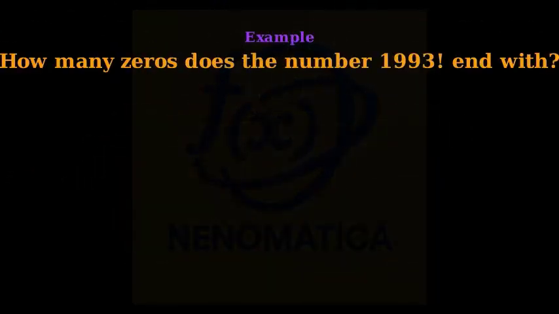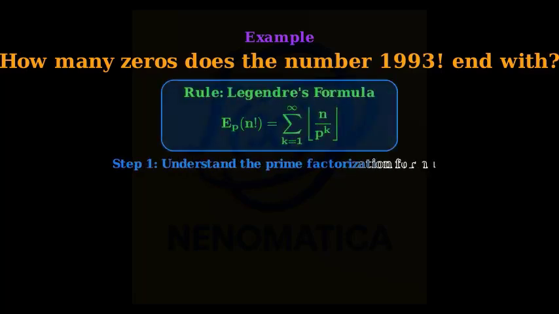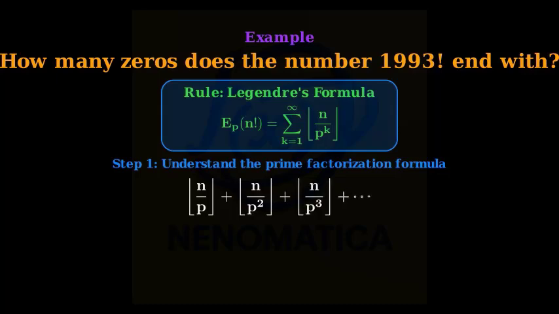In this example, we will find how many trailing zeros the number 1993 factorial has, following a clear 5-step method. Step 1. Understand the prime factorization formula, often called Legendre's formula. It says the exponent of a prime p in n factorial is the sum of the integer parts of n divided by powers of p. The brackets mean we take only the integer part, ignoring the decimals.